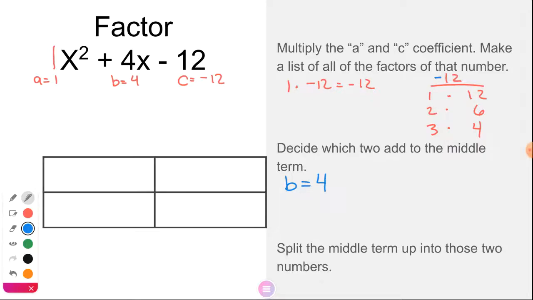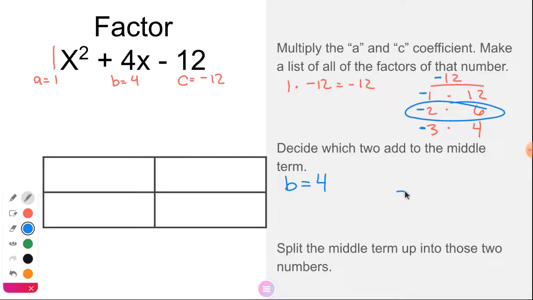So if we're adding a positive and a negative together, and we need a positive answer, then our bigger number needs to be the positive, and our smaller number needs to be the negative, so this is where all of our negatives would go. And we need to figure out which of those is going to give us a positive 4. So if you're looking through, negative 1 plus 12 is going to be 11, so it's not 4. Negative 2 plus positive 6 is 4, so that's the one we're going to go with.